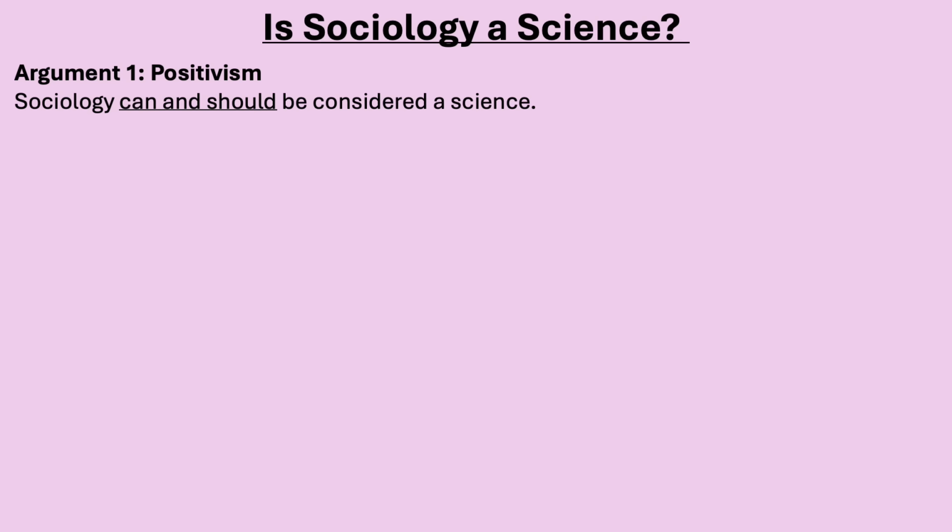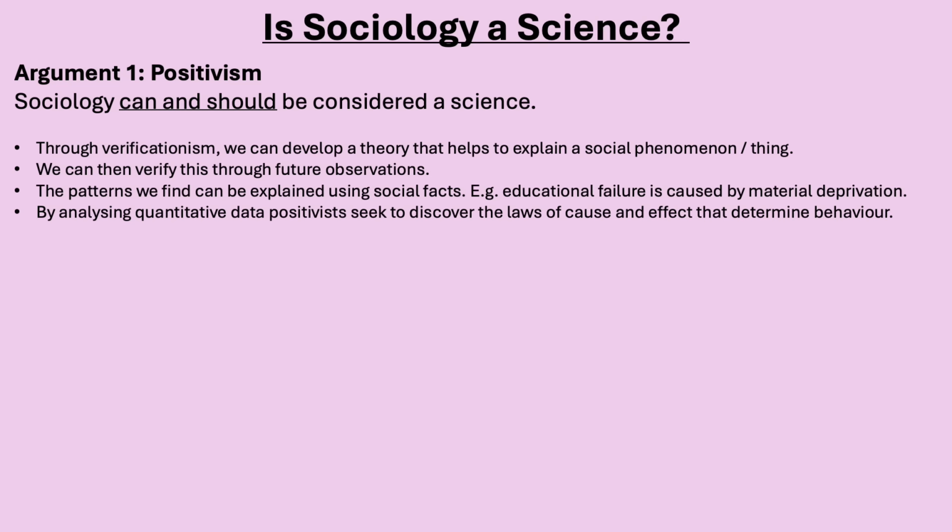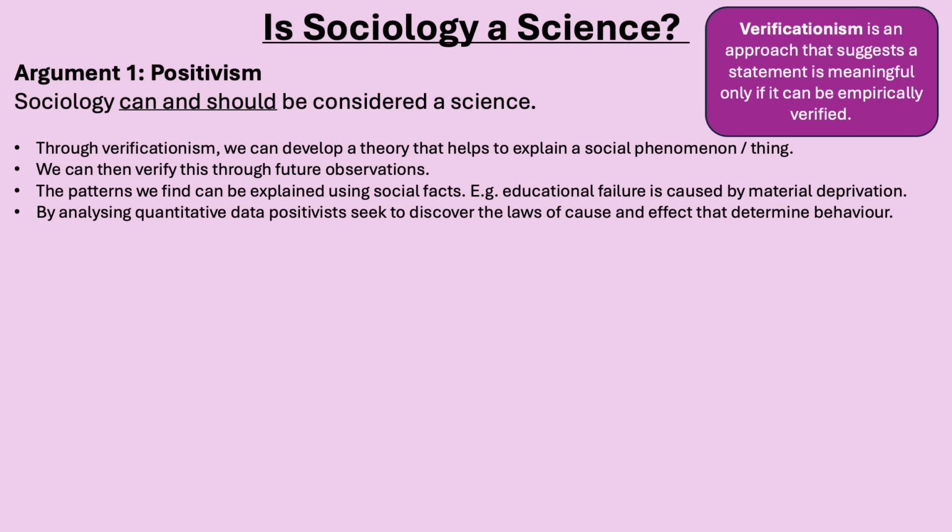So, breaking this down, we're going to start off with argument number 1, positivism. They believe sociology can and should be considered a science. Through verificationism, we can develop a theory that helps to explain a social phenomenon or thing. We can then verify this through future observations. The patterns we find can be explained using social facts. So for example, educational failure is caused by material deprivation. By analysing quantitative data, positivists seek to discover the laws of cause and effect that determine behaviour.